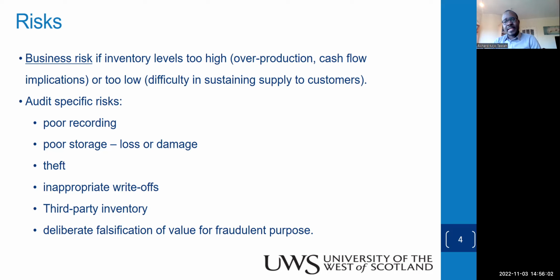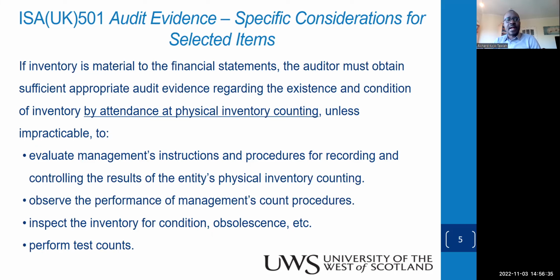Inappropriate write-offs of bad debts or of old inventories could also occur. Also check whether there are third-party inventories which may have been included in the client's inventory. They want to overstate it, so if there are third-party inventories which need not be included, they could include them. And they could deliberately falsify the values of these inventories for fraudulent purposes. People always want to overstate their assets to look good, so that when you want to invest, you know that the company has a good resource base and asset base. So they could deliberately falsify the accounts.